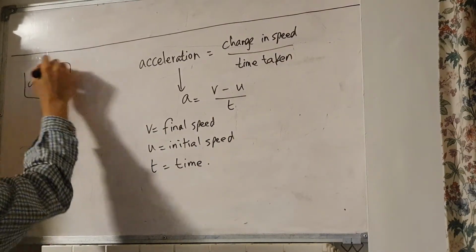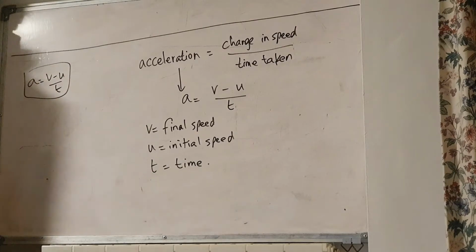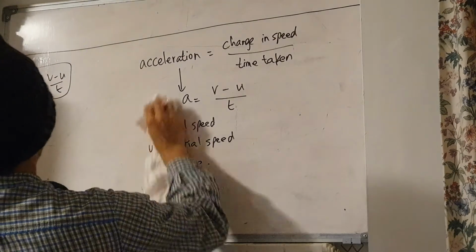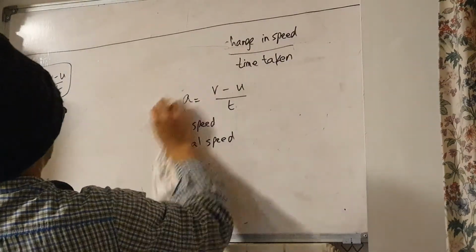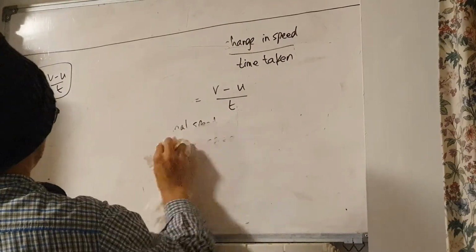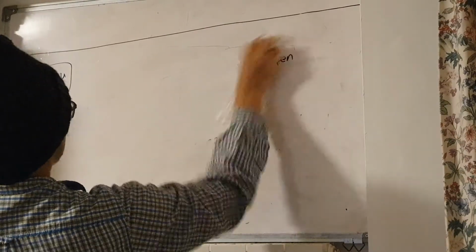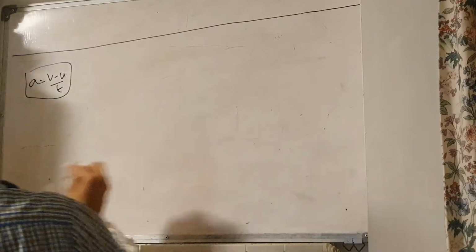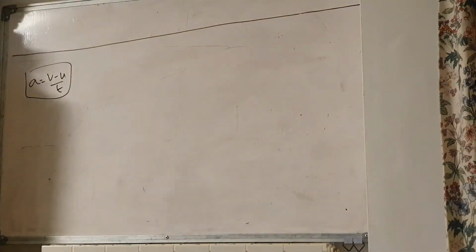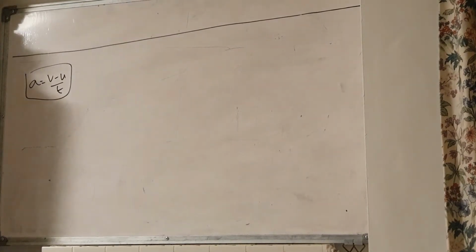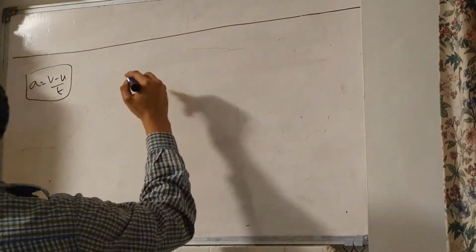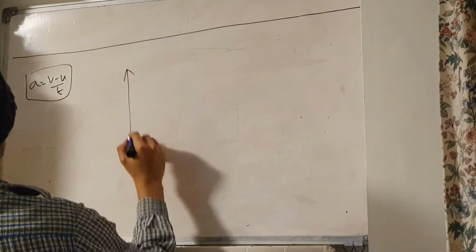Okay, so let me just write down this equation to the left, just to remind ourselves, and I'm going to rub off what's on the right hand side. Right, so for the next bit, we're going to have to use a diagram method. So we're going to draw a graph of velocity against time.